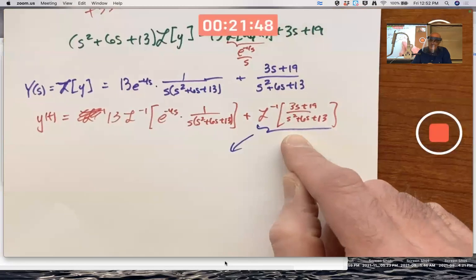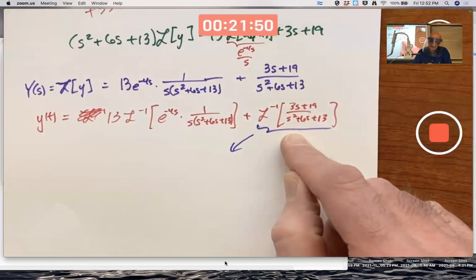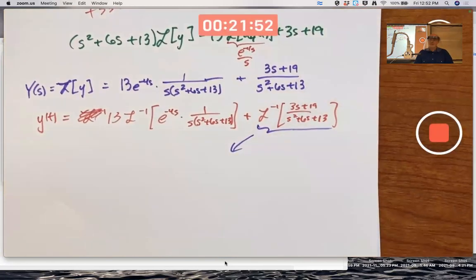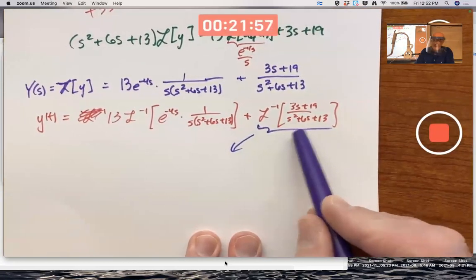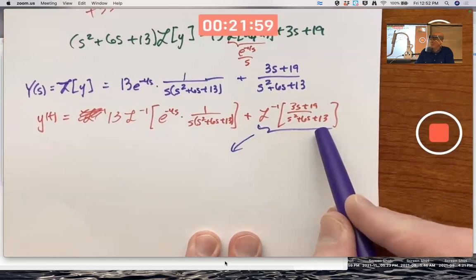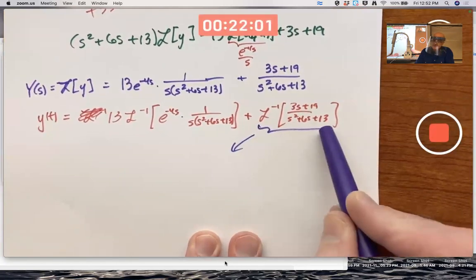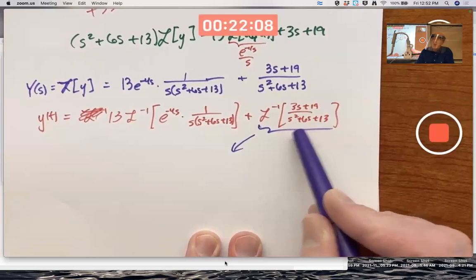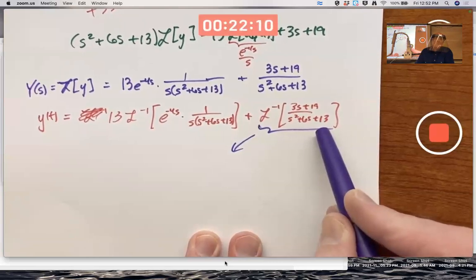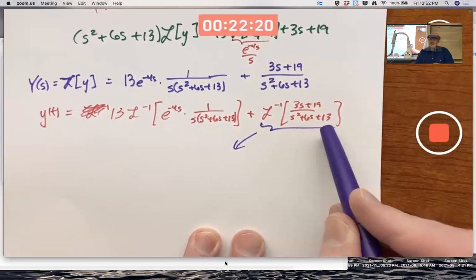What do you do? Well, it's tricky. You might think, okay, do I use partial fractions? Do I factor this bottom and use partial fractions somehow? That would be nice if you could. Problem is, s squared plus 6s plus 13 has complex roots. It's an irreducible quadratic over the real numbers. You can't factor it with real factors. So what do you do? It's a trick.